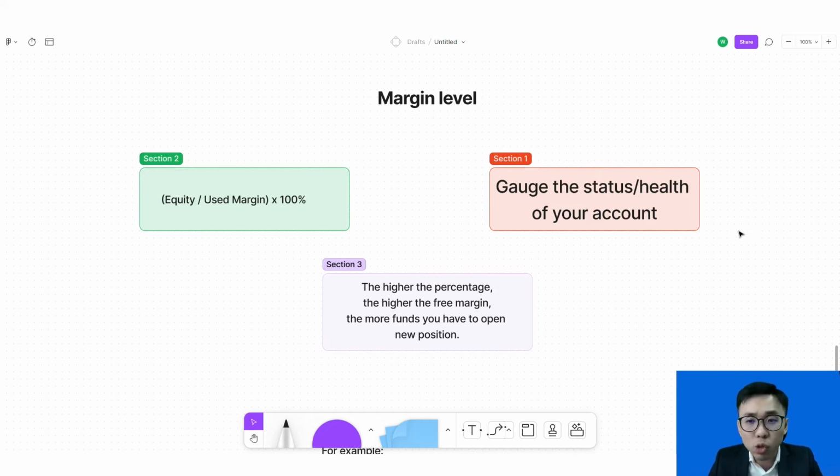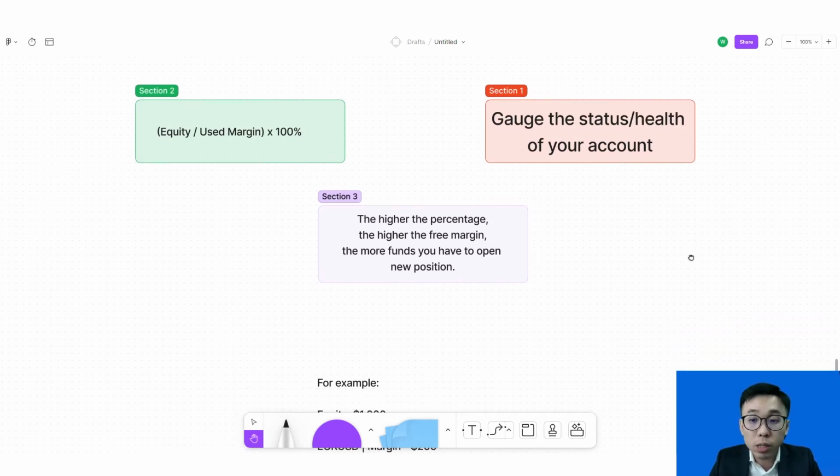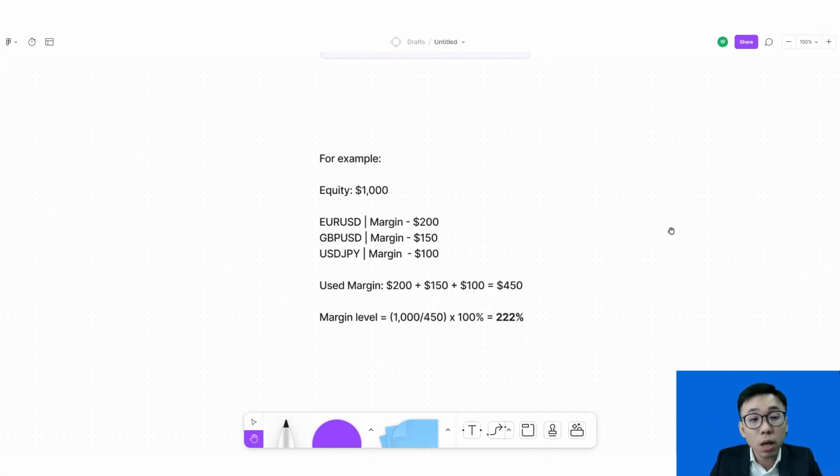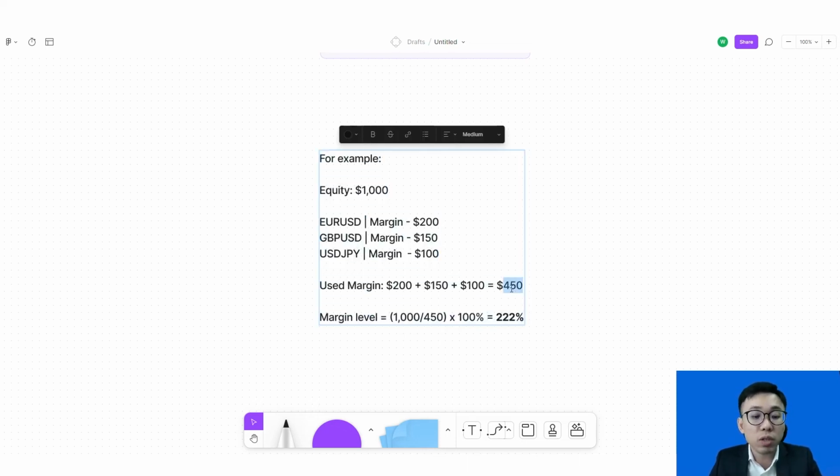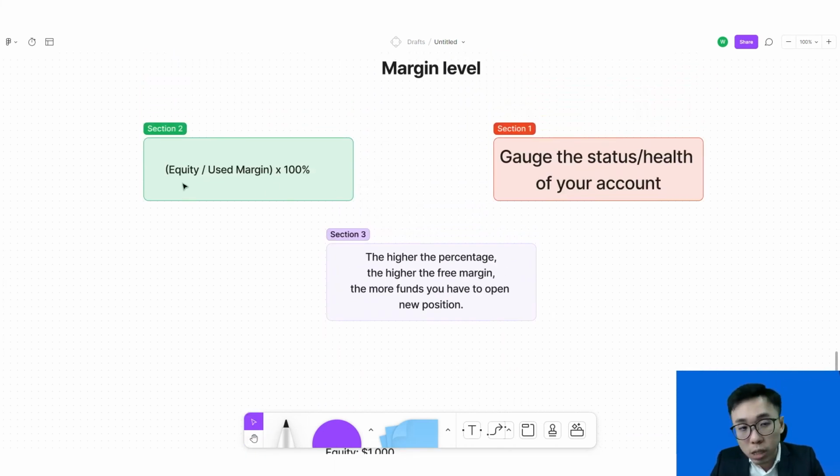However, how do we actually apply what is margin level into Forex and also this formula? So now we're going to take a look on our previous example. So we have an equity of 1,000 US dollar and we have 3 orders so far, and each order has incurred its margin. And from the use margin formula, we can calculate the total is 450 US dollar that has been incurred. Now we're going to take the margin level formula, which is equity divided by use margin, and then we're going to times it with 100%.